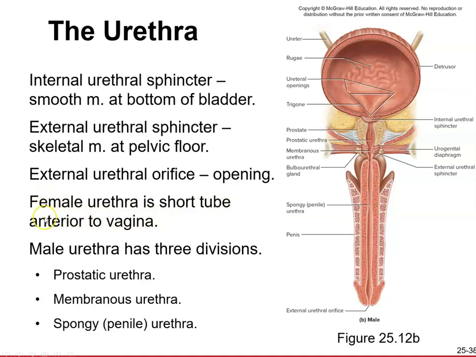The female urethra is a short tube anterior to the vagina, so that's why you're more prone to UTIs. The male urethra has 3 divisions. You have the prostatic urethra, membranous urethra, and then the penile urethra. So males share the urinary tract and the reproductive tract.